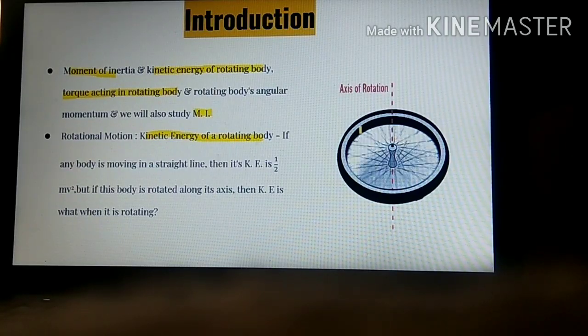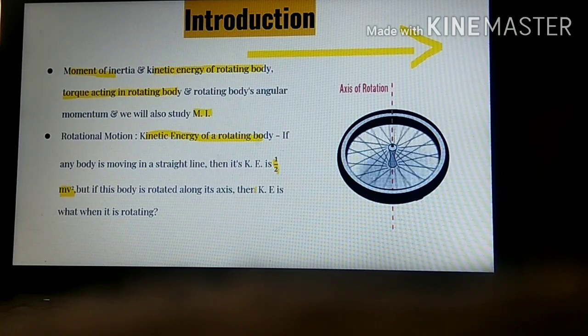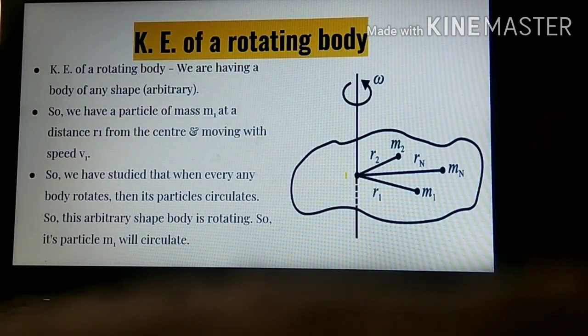This body is rotating. So can you tell me whether the kinetic energy of this rotating body is also half mv square? Half mv square is the formula we use whenever the object is moving in a straight line. But whenever the body is rotating, is the formula the same? The answer is no, the formula is different. We will find it out in the upcoming slides.